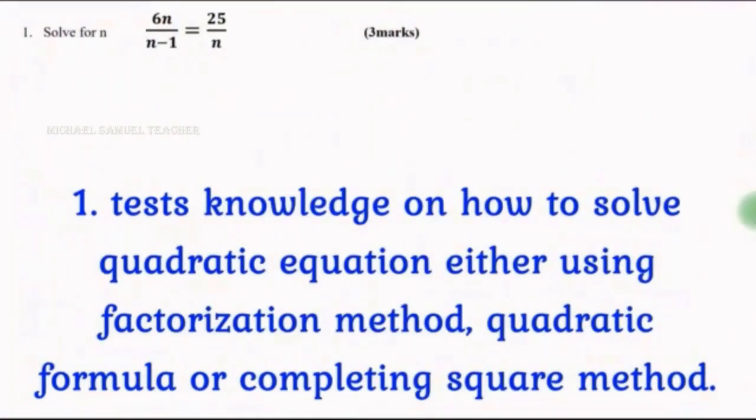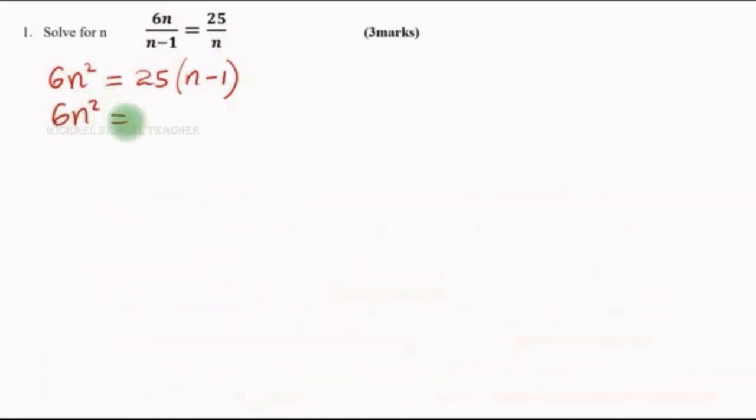Let us start. This is the first question we have. We can write it as, cross multiply, we get 6n squared equal to 25 times n minus 1. Also 6n squared equal to, in the bracket, 25n minus 25. Rearrange them to form a quadratic equation. We have 6n squared minus 25n plus 25 is equal to 0.